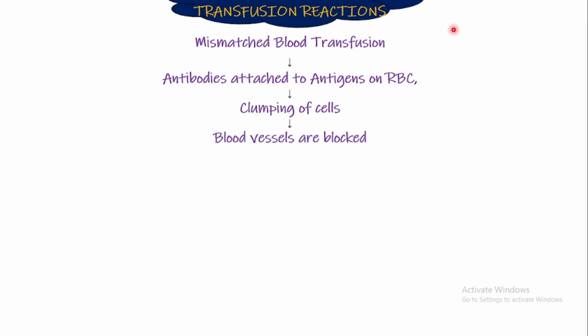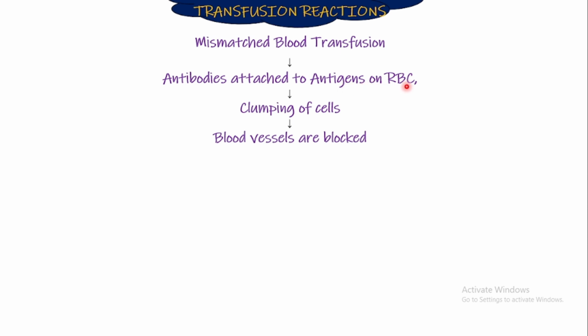Okay, so what exactly is a transfusion reaction? The most common transfusion reaction is the mismatched blood transfusion. For instance, by mistake, a person having blood group A is transfused with blood group B. Now, blood group B should not be transfused to blood group A. What will happen? The anti-B antibodies will attack the B antigen on the donor RBC.